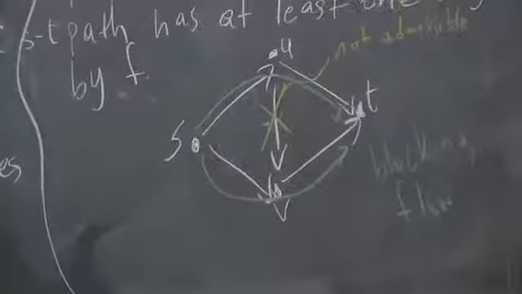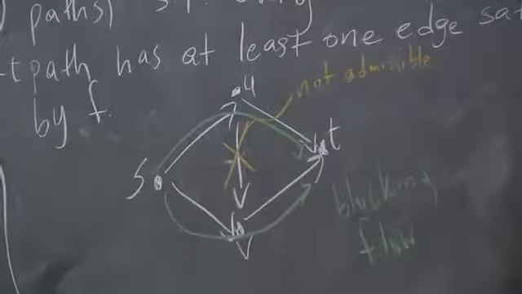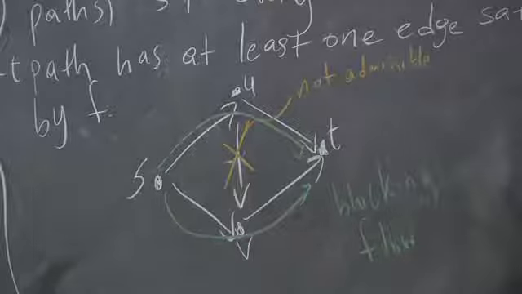SU, UV, V2. But then UV is not admissible. So a blocking flow for me should decompose into augmenting admissible paths, right? So it should only use admissible edges. If you use the edge UV. So if you have the same blocking flow, yeah.